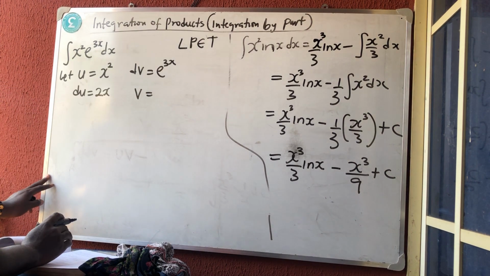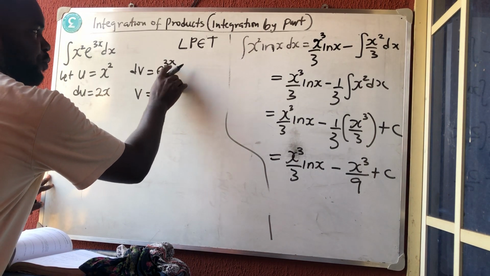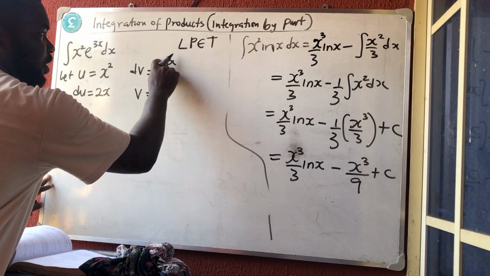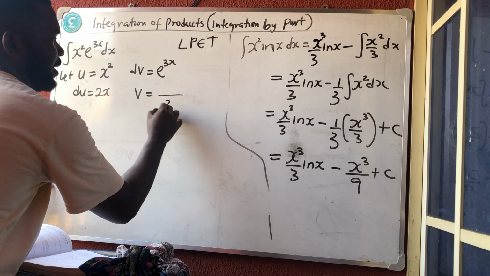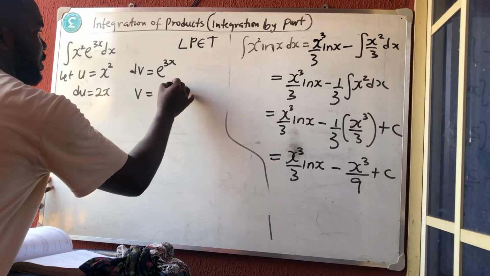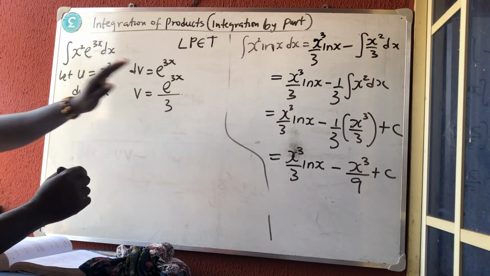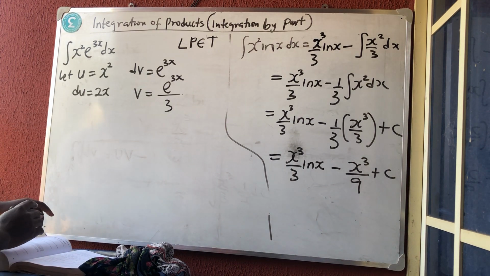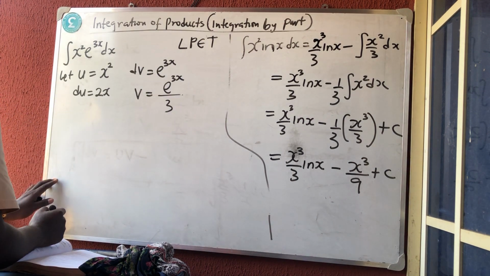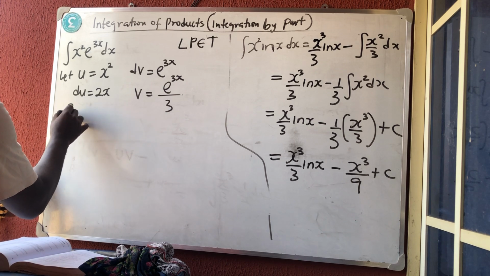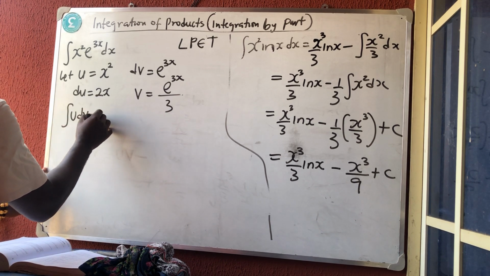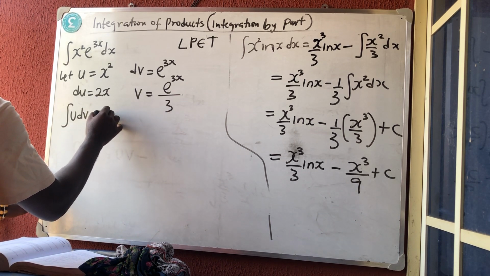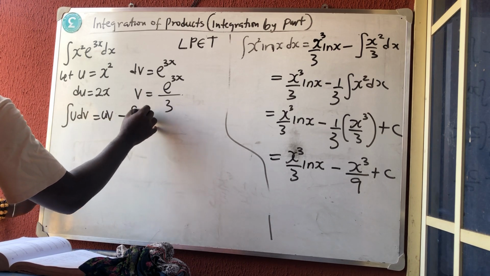But to get v is to integrate. Integration of this is what? It's supposed to be e raised to power x, but it's now e raised to power 3x. So differentiate this, use it and divide the integral of everything, which is e raised to power 3x over 3. So this is the integration. So now write out your formula because you have gotten the 4 things you need. The formula says the integral of u dv is equal to uv minus the integral of v du.